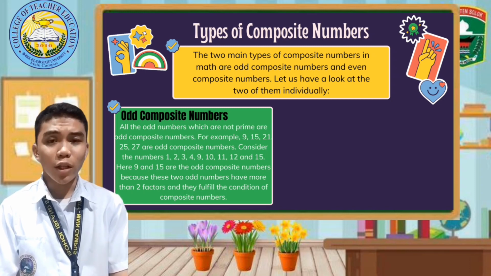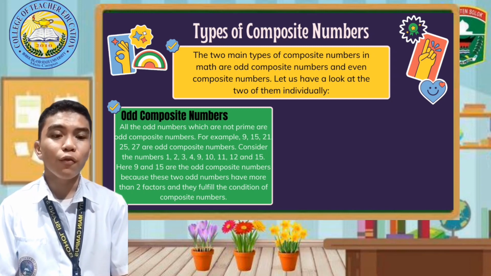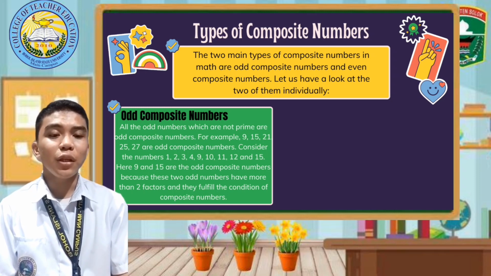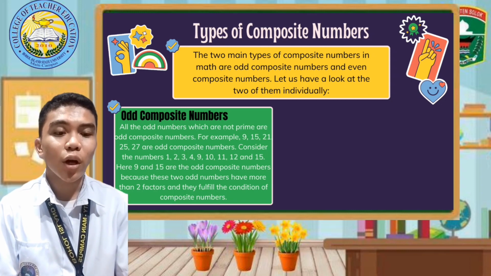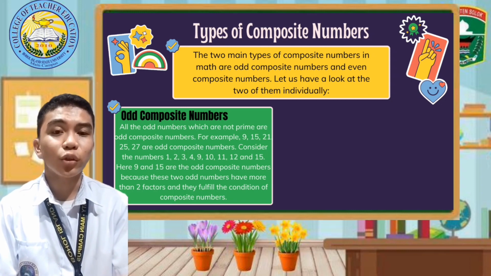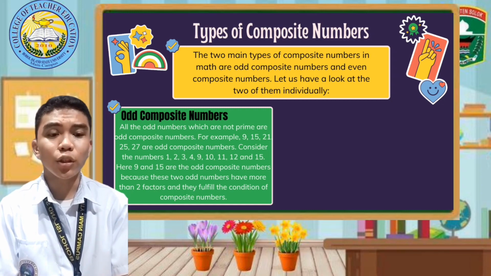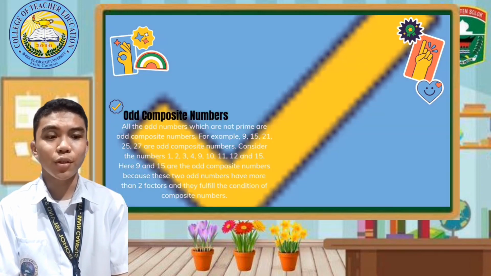Consider the numbers 1, 2, 3, 4, 9, 10, 11, 12, and 15. Here, 9 and 15 are the odd composite numbers because these 2 odd numbers have more than 2 factors and they will fulfill the condition of composite numbers.